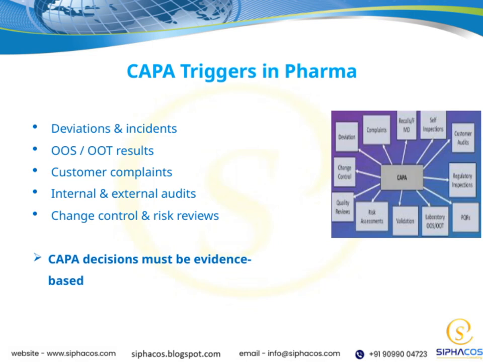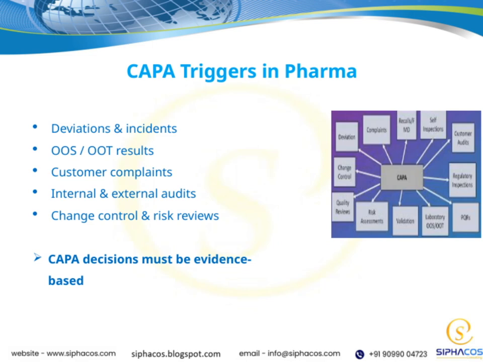They help us control changes systematically and evaluate risks to prevent unintended consequences. Now, an essential point to remember: CAPA decisions, or corrective and preventive actions, must always be evidence-based. That means our decisions should be grounded in solid data, thorough investigations, and factual analysis, ensuring we address the root causes effectively.